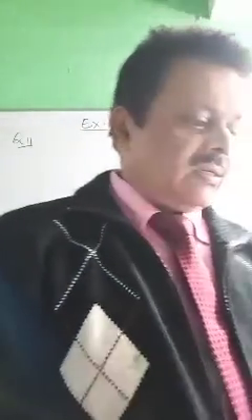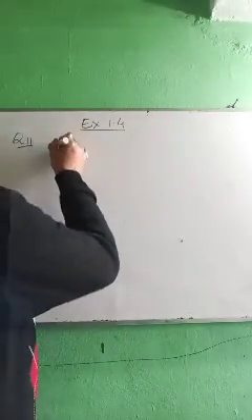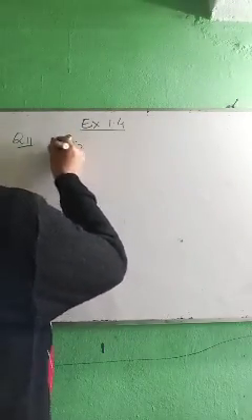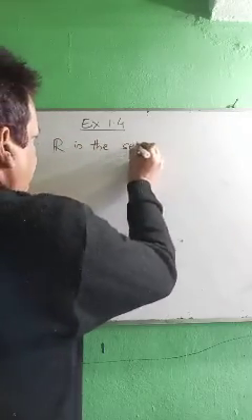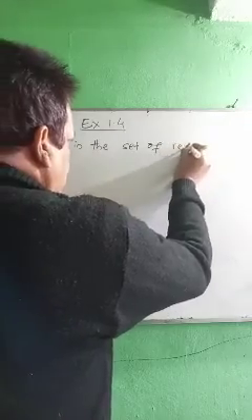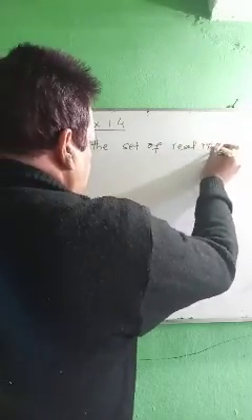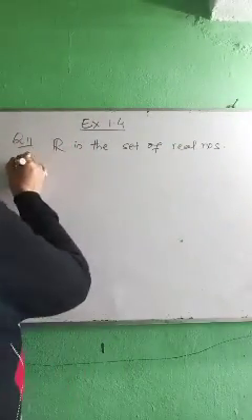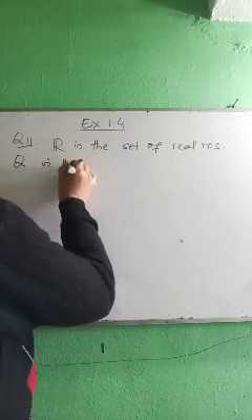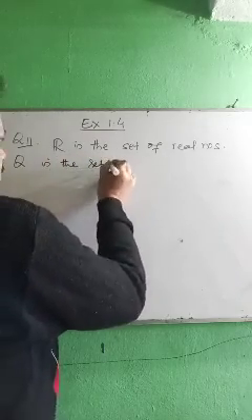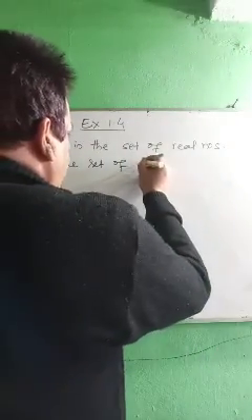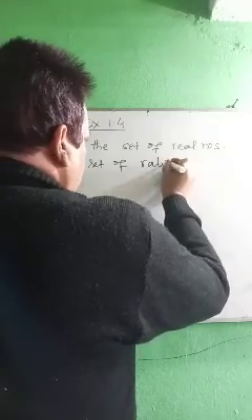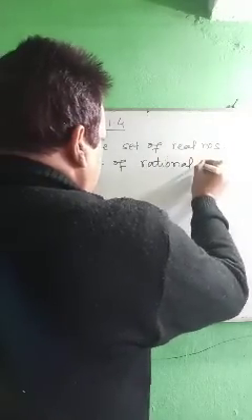That is, R is the set of real numbers. Q is the set of rational numbers.